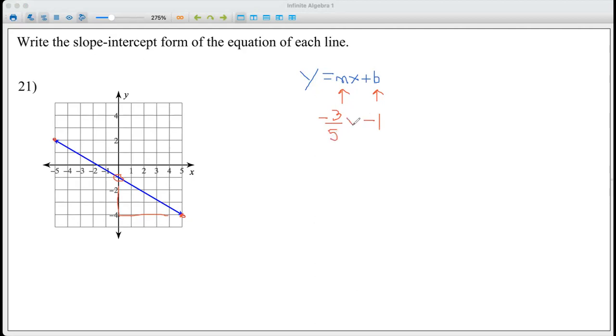That's my B. Attach an X. Make it y equals, and there's your equation. Y equals negative... Now they would put the negative in the middle here. So y equals -3/5 x minus 1. I wouldn't mark it wrong if you put the negative on the top.